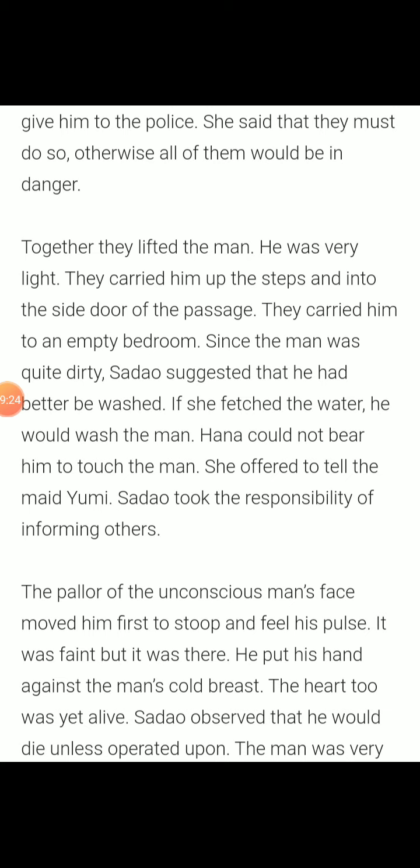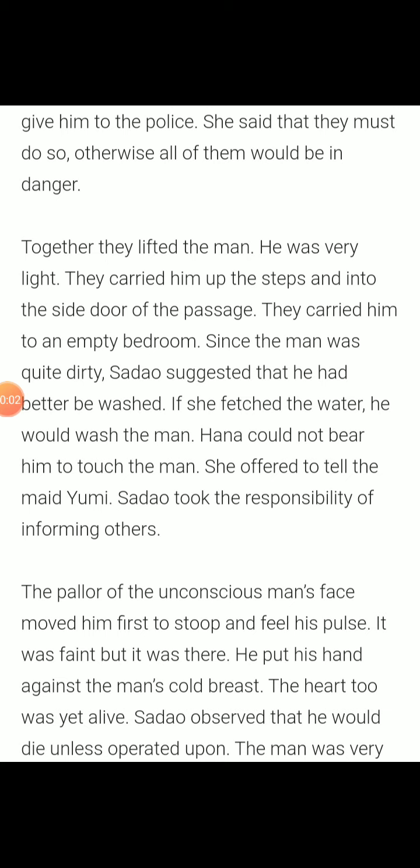Together they lifted the man. He was very light. They carried him up the steps and into the side door of the passage. They carried him to an empty bedroom. Since the man was quite dirty, Sadao suggested that he had better be washed. If she fetched the water, he would wash the man. Hana could not bear to touch the man. She offered to tell her servant, that is her maid Yumi. Sadao took the responsibility of informing the others also, because it was very necessary to inform the other servants.